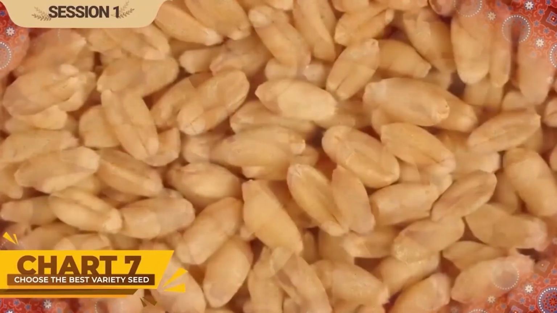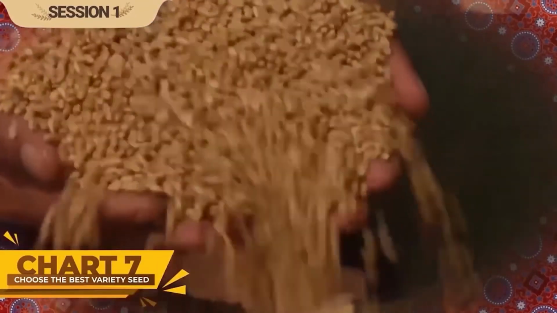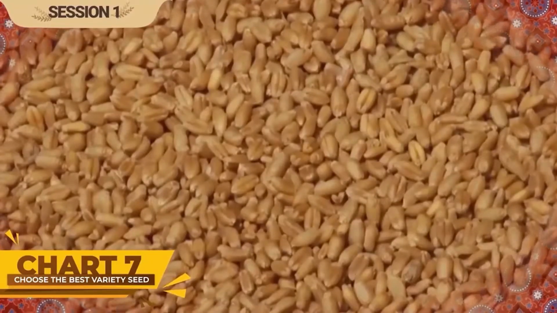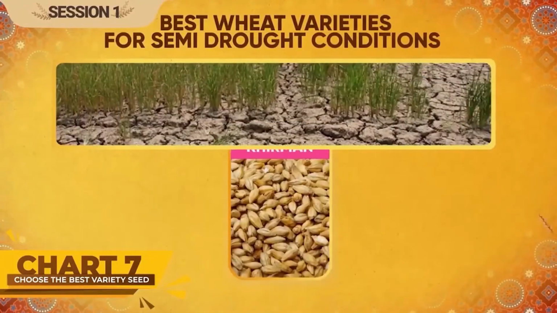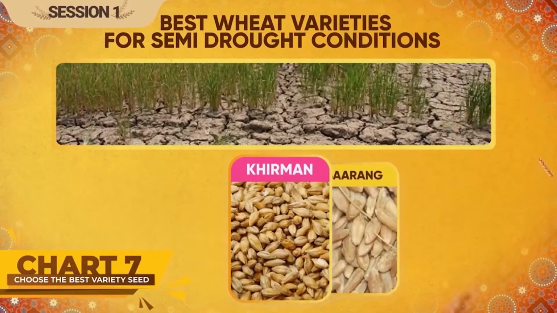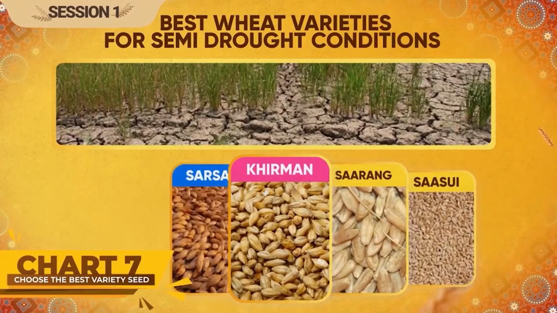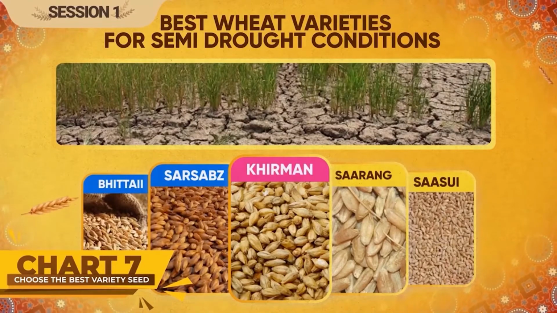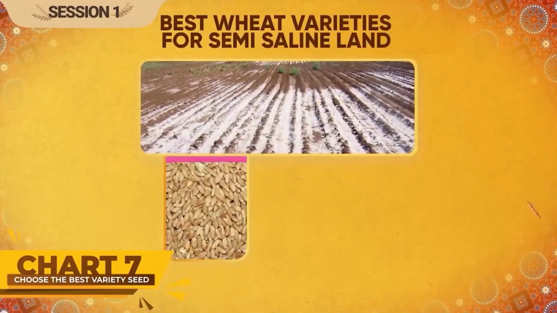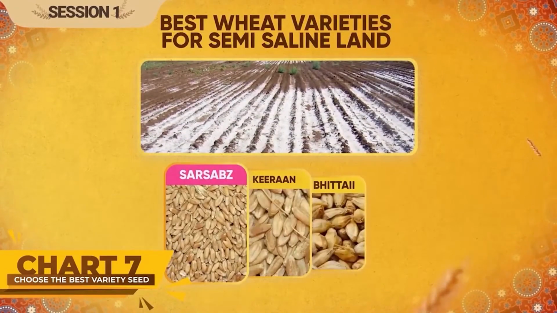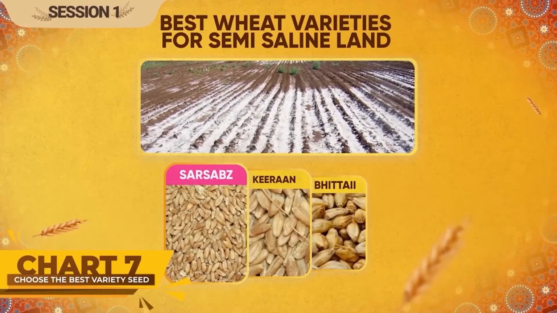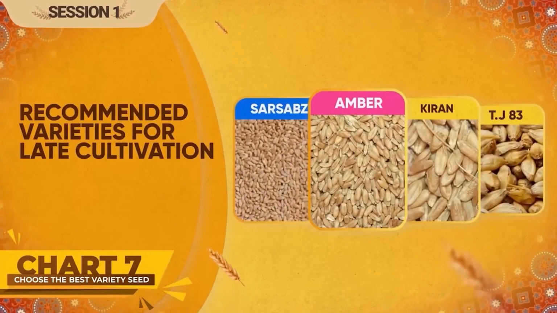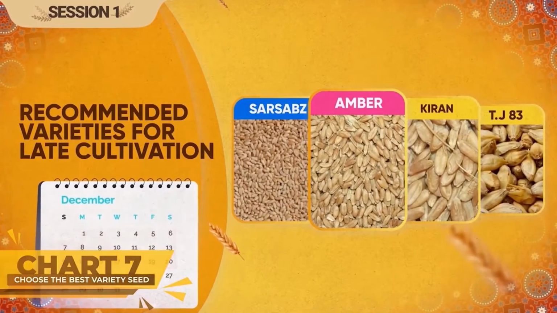Select a variety that suits your growing conditions. For instance, it may not always give the highest yield but will be influenced by the availability of water. Khirman, Sarang, Sasui, Sarsabs and Bitai are the best wheat varieties for semi-drought conditions. Sarsabs, Kiran and Bitai are good for semi-saline lands. Amber, Kiran, Sarsabs and TJ Trasi are good for late cultivation.